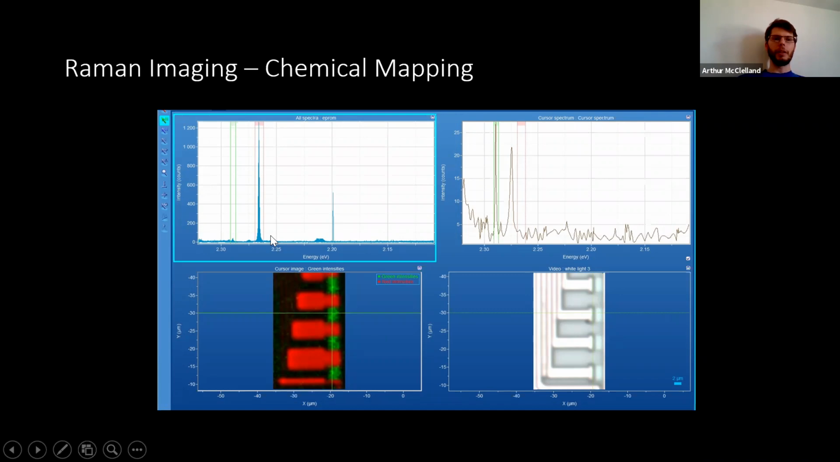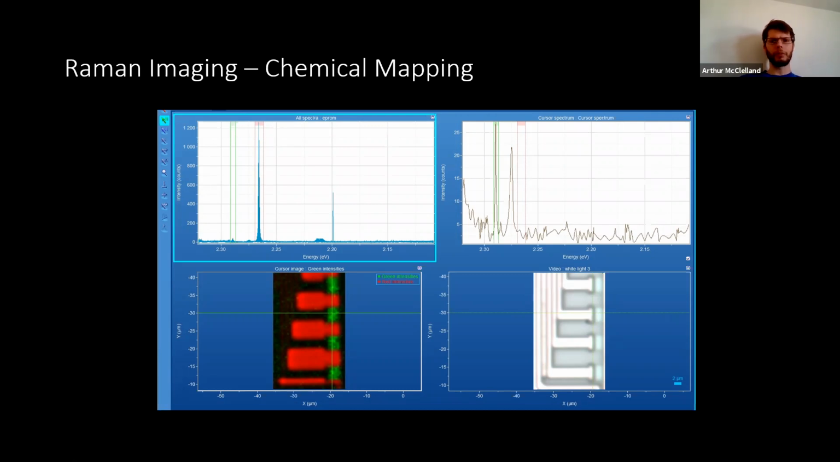Here I've put cursors around the peak that corresponds to a silicon-silicon stretch, and cursors around a peak that corresponds to an aluminum oxide stretch. The metals don't have any Raman signal. To have a Raman signal, you need a change in polarizability. In metals, the electrons are free to run around, so they don't have a change in polarizability. The electron cloud doesn't come back to where you started.